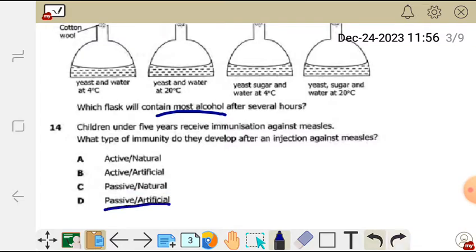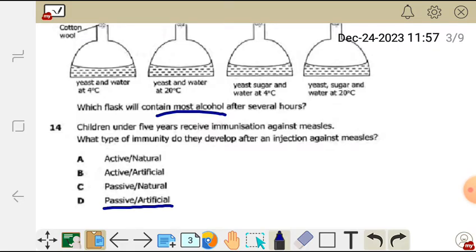Then passive artificial. This is when you inject already made antibodies or defenses in a person who is sick. You are injecting antibodies in the body of a patient. They are already made. It's not the body which is making those antibodies, but you have already made them in the lab, then you inject. That defense is passive and artificial.